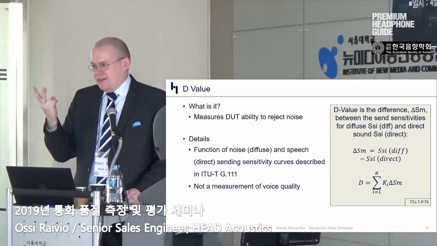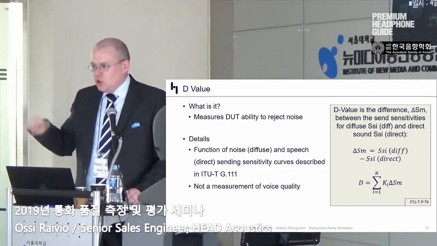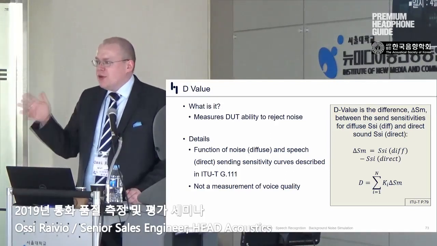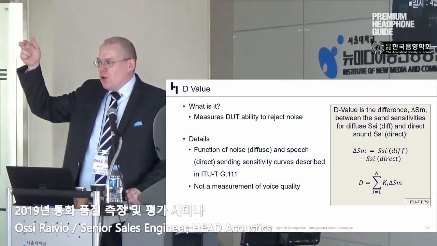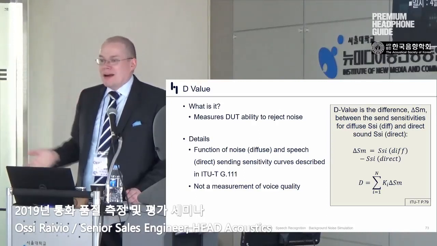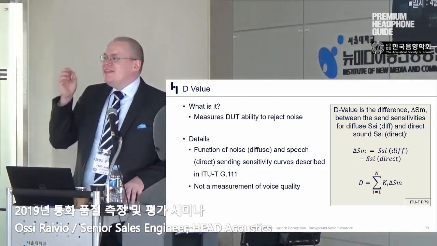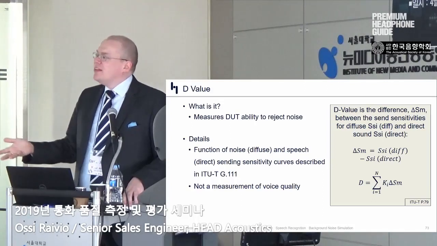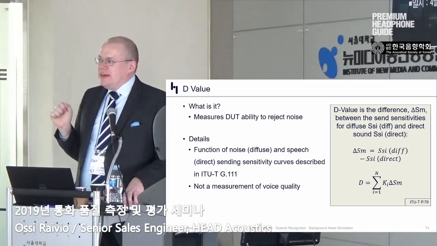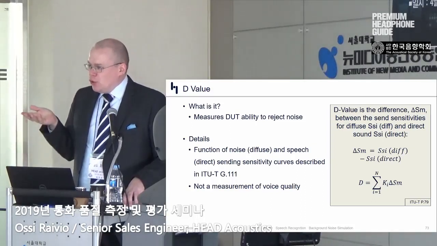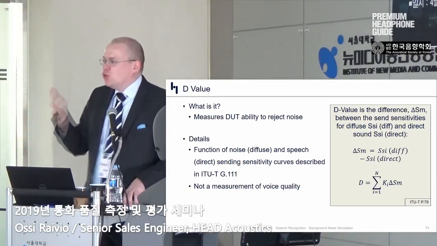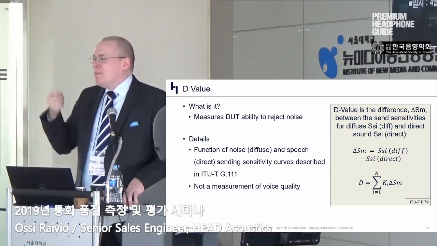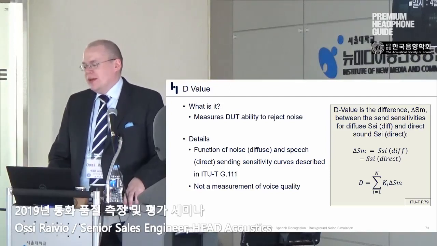So you basically do two tests. You do one test with noise, no speech, and you do a second test, speech, but no noise. And then you compare the sensitivity of the device, sensitivity towards speech minus sensitivity towards background noise. So basically you can say that if you have a 0 dB D value, it means speech and background noise are transmitted at the same level. The sensitivity of the device is the same. If you have a positive D value, then there is some noise cancelling happening. The device is more sensitive to speech. And if you have a negative D value, then something has gone really wrong because the device is sending background noise with higher sensitivity than it's doing with speech.